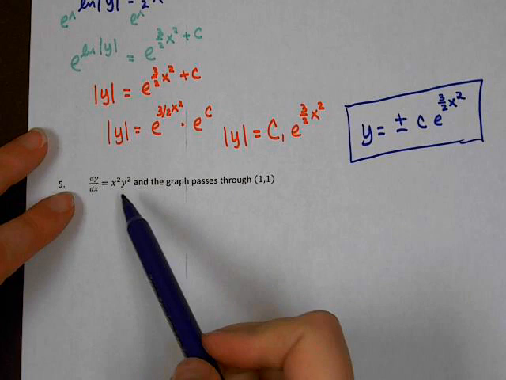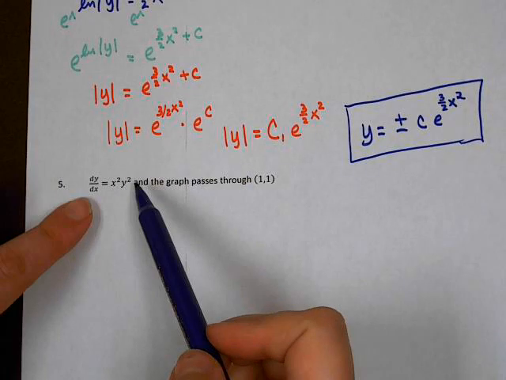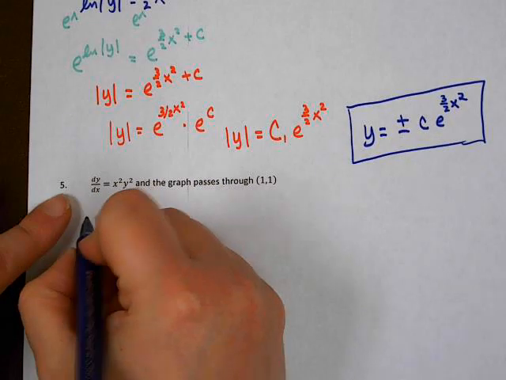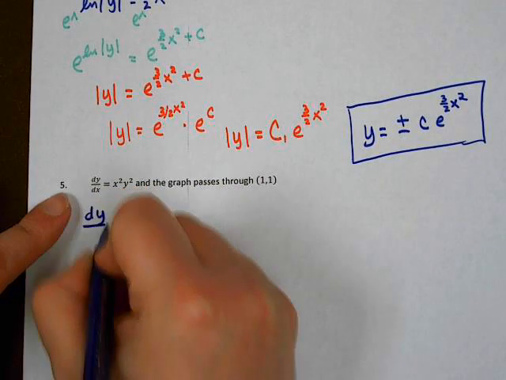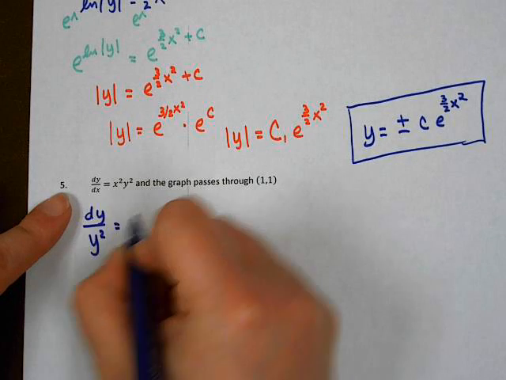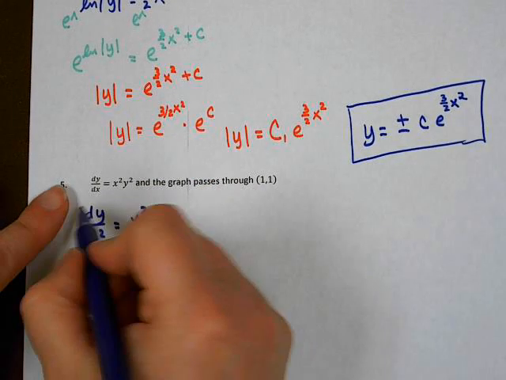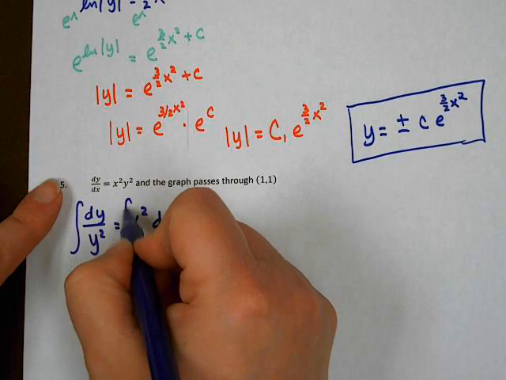So we're going to separate our variables first, which means get the dx on the right side, and we're going to divide both sides by y squared. So we have dy over y squared is equal to x squared dx, and we're going to integrate both sides.